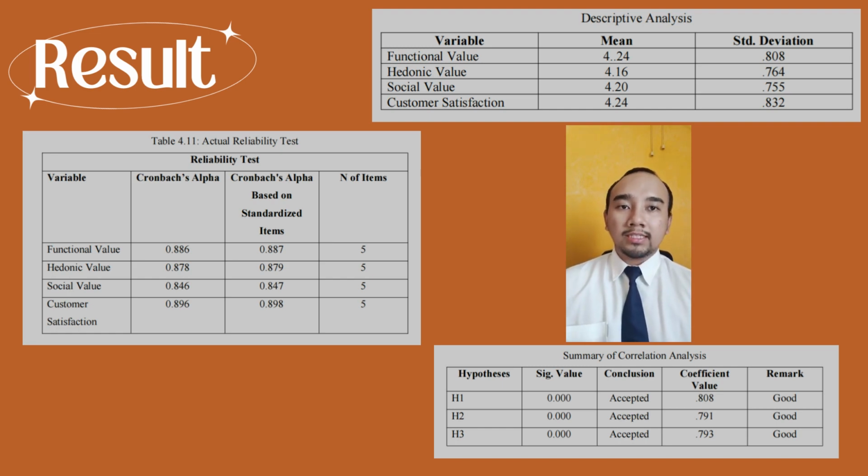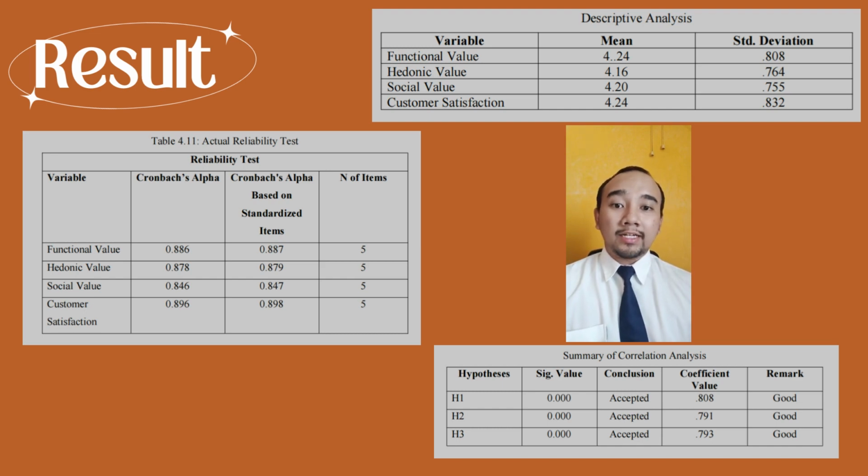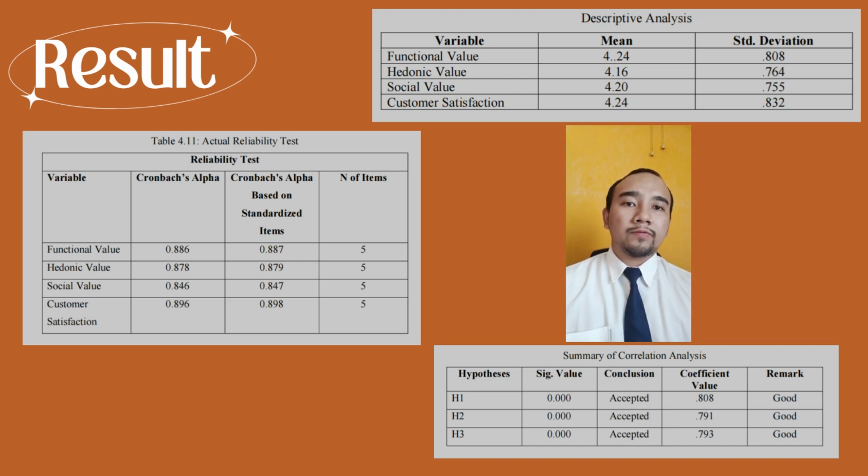Next is the middle table, the actual reliability test results that I received from the research. The first one is functional value with a Cronbach's alpha value of 0.887, hedonic value at 0.879, social value at 0.847, and customer satisfaction at 0.898. The final one is a summary of correlation analysis.